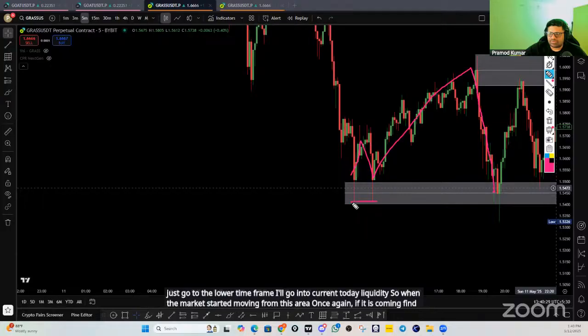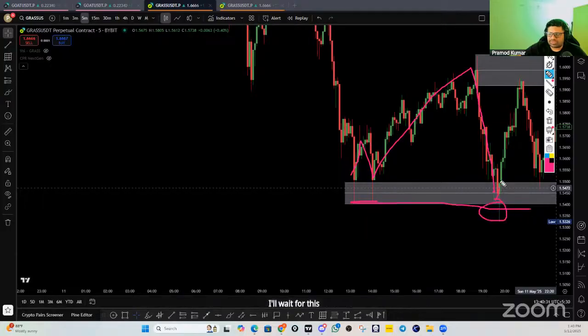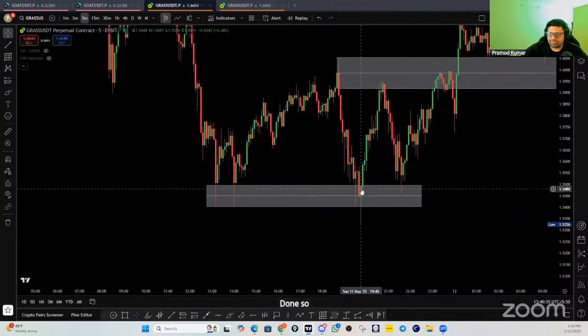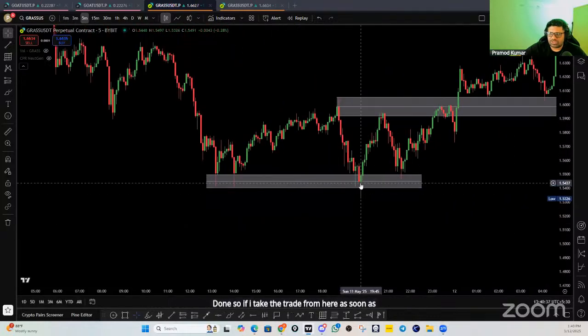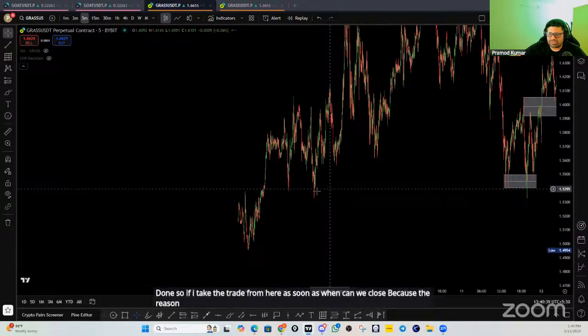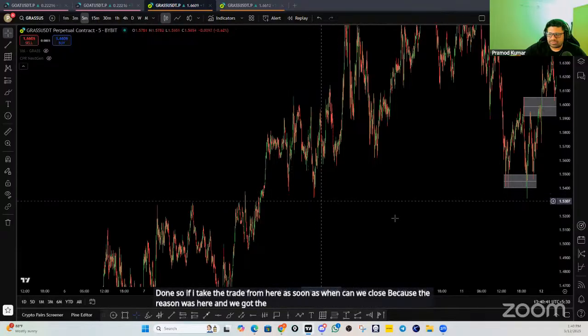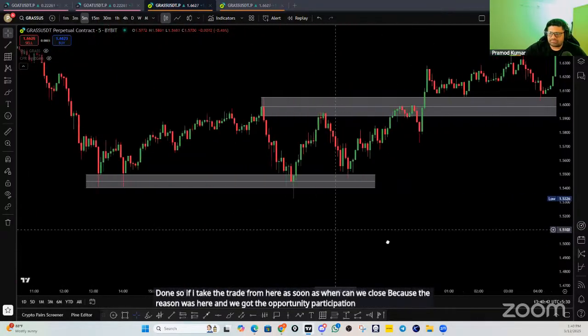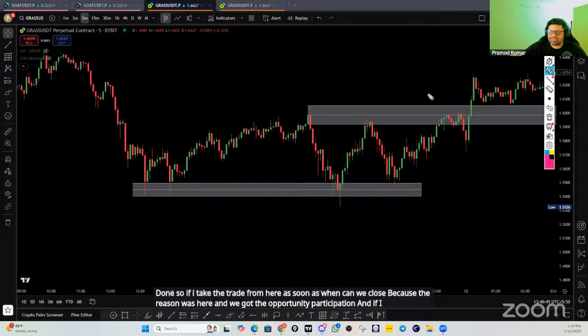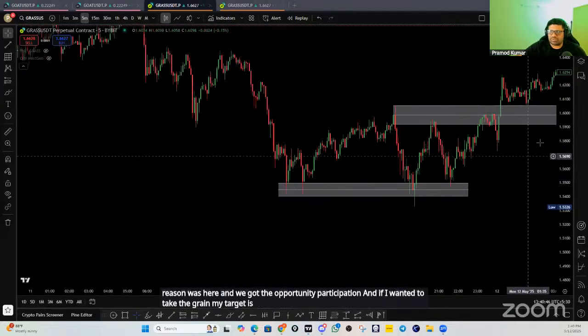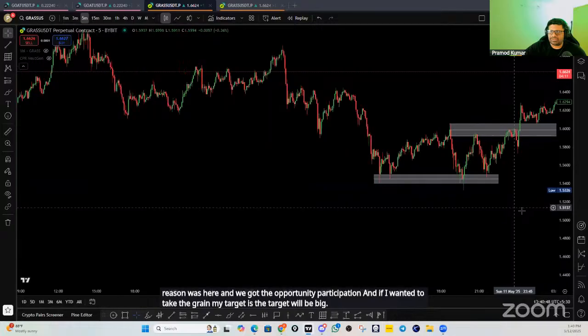I'll wait for this liquidity, grabbed all the liquidities here. We got the hammer done. So if I take the trade from here, as soon as one candle closes, because the reason was here, you can see we got the liquidity sweep at these places. And if I want to take the trade, my target will be big. My target will be the recent high, which is this.